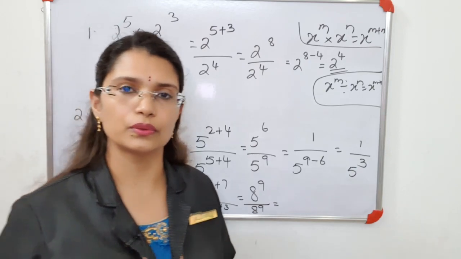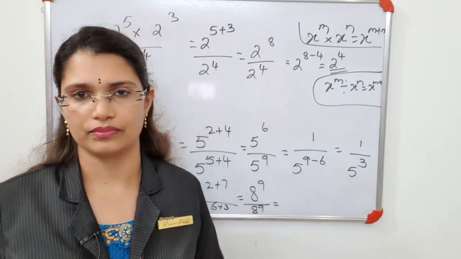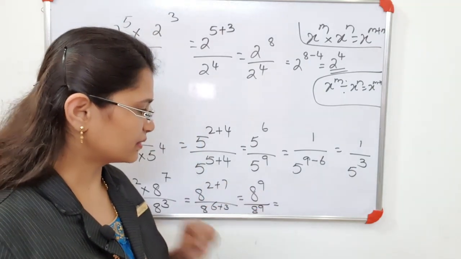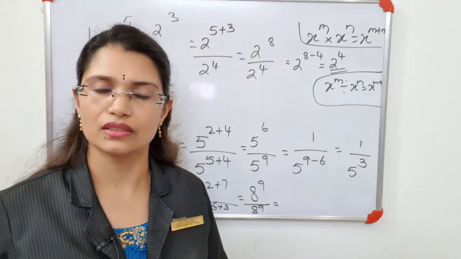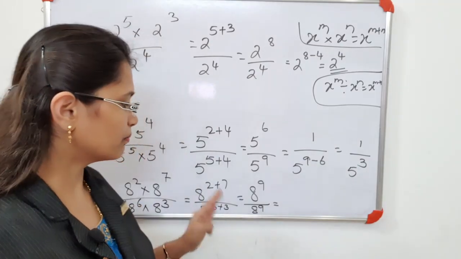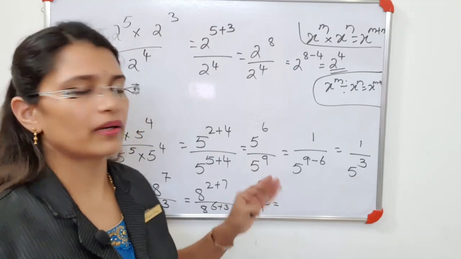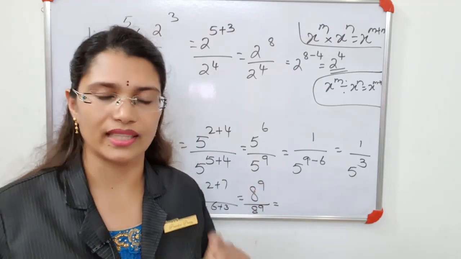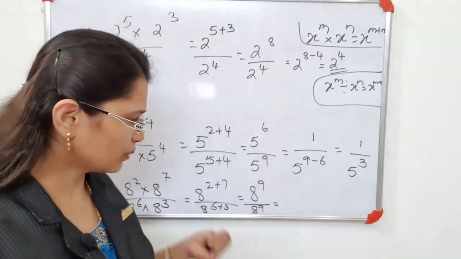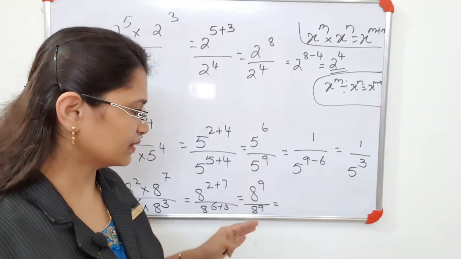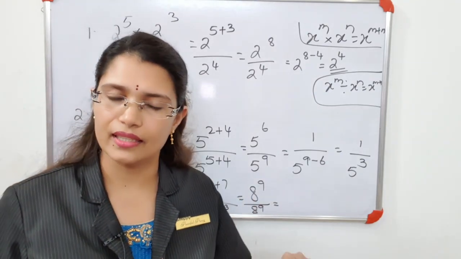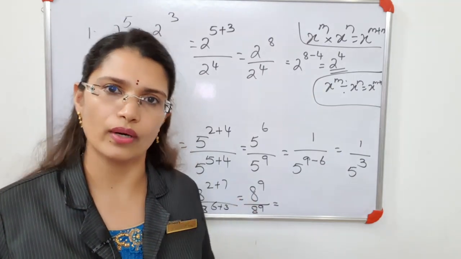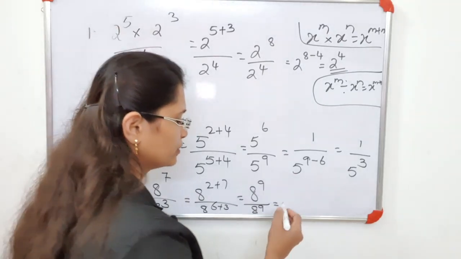So how can you do this? 9 minus 9 is equal to 0. Any number to the power 0 is equal to 1. That is one way. Otherwise, you can say like this: any number divided by that number is equal to 1. Both ways you can do.